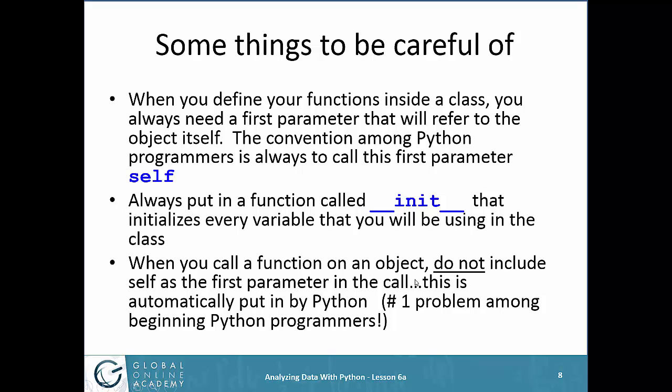And when you call a function on an object, do not include self as the first parameter in the call. This is automatically put in by Python. For example, in our add a student in the class, it looked like there were 2 parameters, self and student. But when we called add a student for a particular school, all we passed it was the student name. Python automatically includes a reference to the object and puts it into that self parameter. This is the number 1 problem that you're going to have in debugging if you're a beginning Python programmer. You'll either put selfs in where you don't need them or forget to put them in where you do need them. So that's something to keep track of.